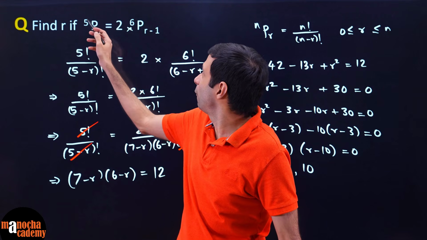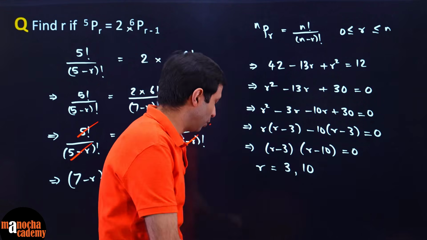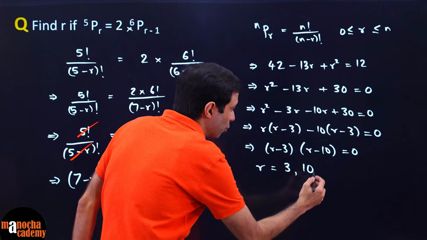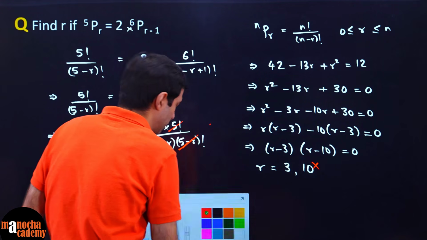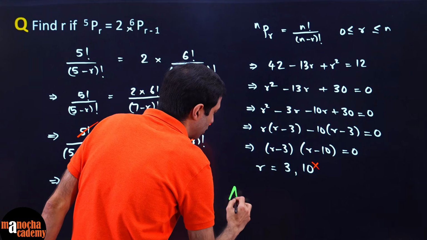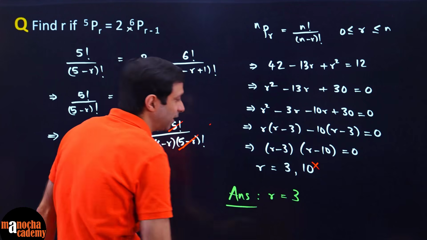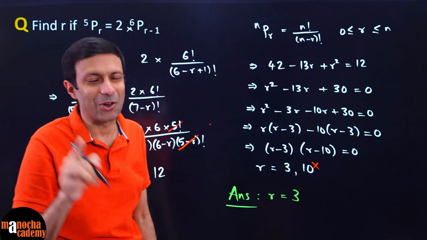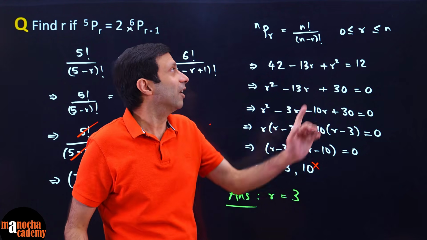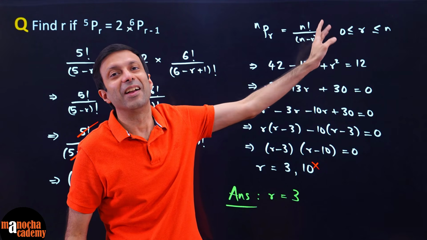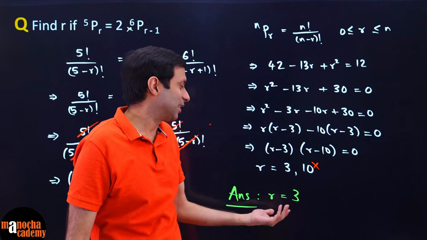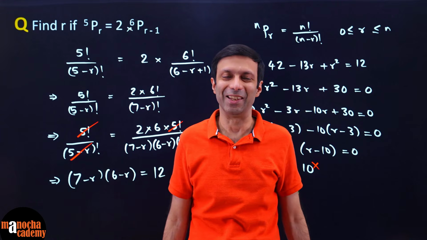It cannot be greater than n. And here you can see we have 5 over here, we have 6 over here. So definitely this one is not possible. The 10 solution is not possible. So we have only one answer possible, r equal to 3. If you write both possibilities, 3 and 10, you will get a cross because your r cannot be greater than n. So this is our final answer, r equal to 3 here.